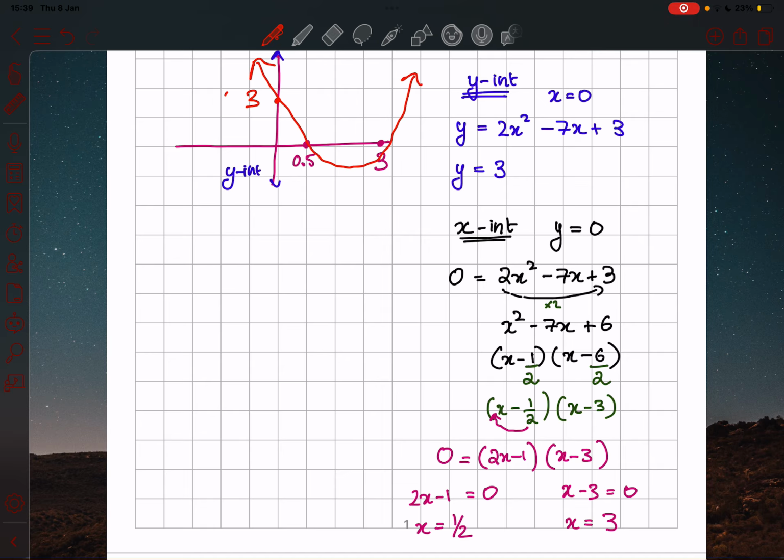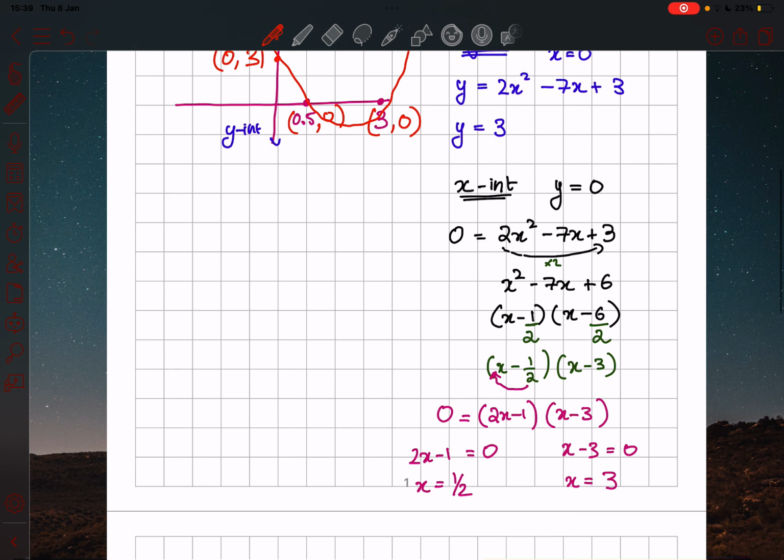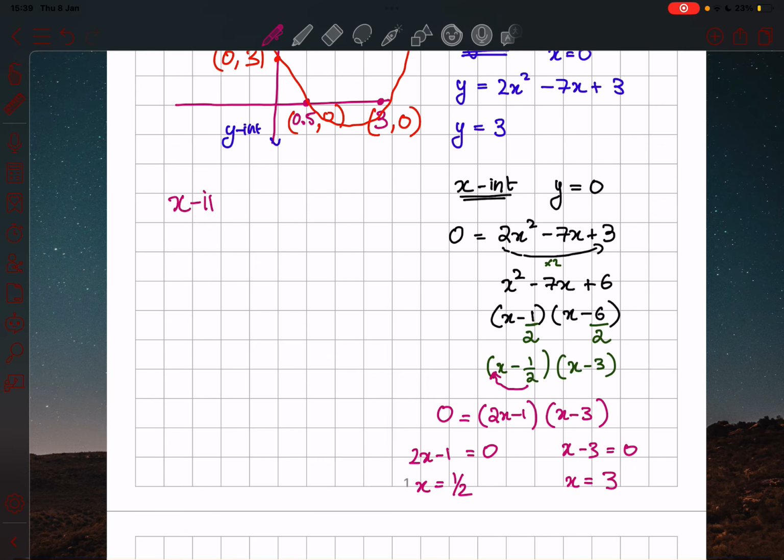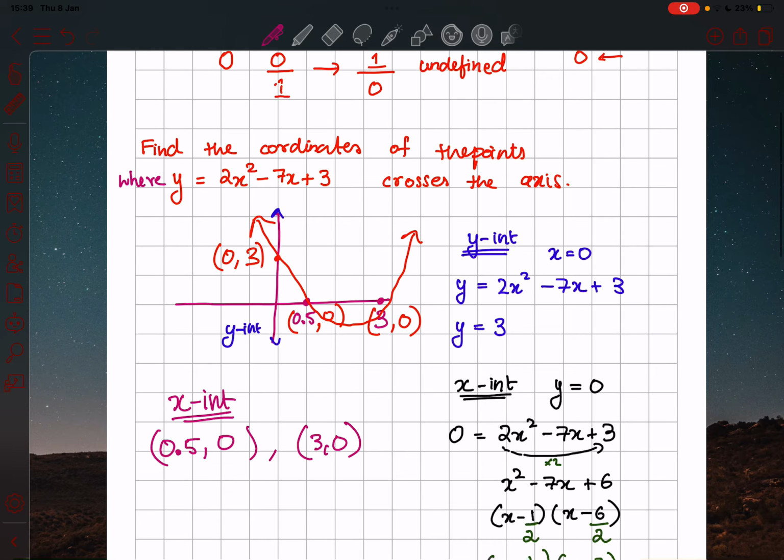So first coordinate 0, 3. This one would be 0.5, 0 and the last one would be 3, 0. So the x-intercepts would be 0.5, 0 and the other one is 3, 0. So these are the two x-intercepts, and we've also found the y-intercept.